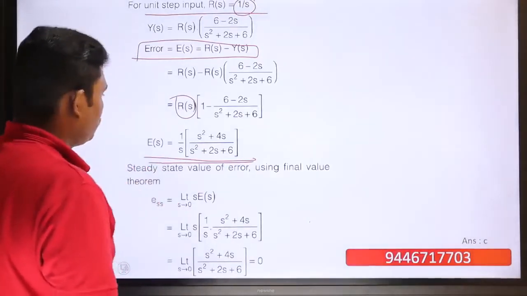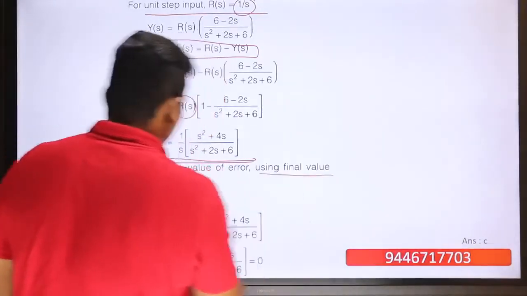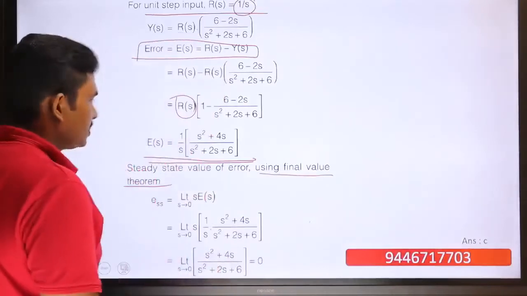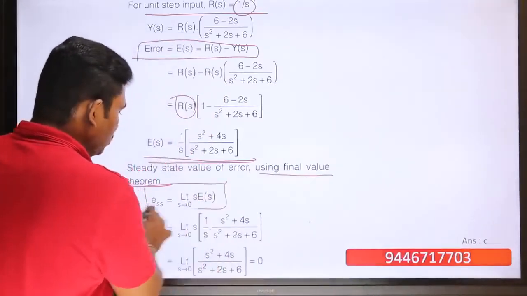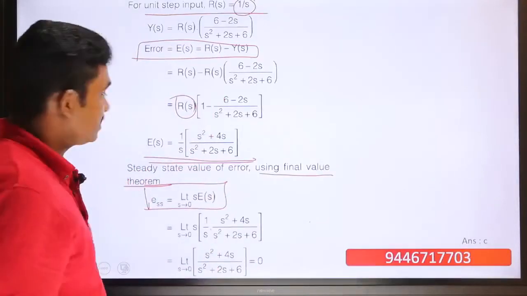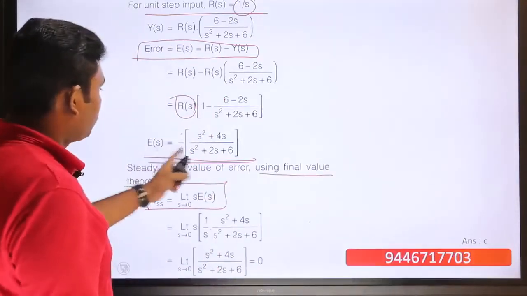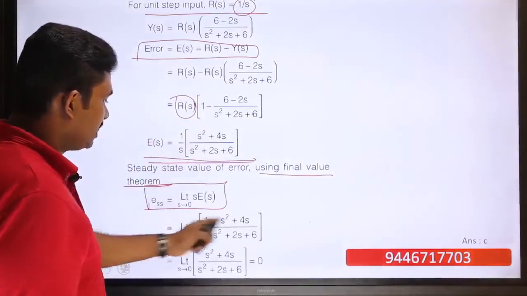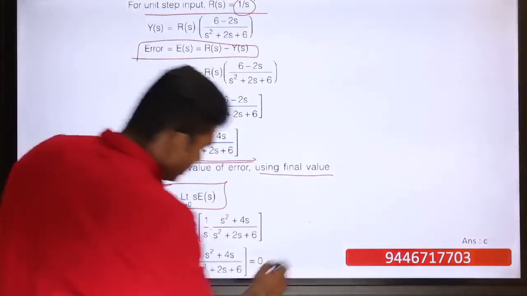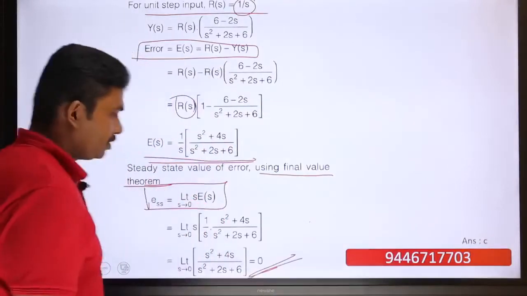Now we will have to use the final value theorem to find the steady state value of the error. So using the final value theorem, what is our ESS? ESS becomes equal to limit s tends to 0 of s times E of S. So you have the value of E of S, and then you will have to find out limit s tends to 0 of s E of S, and then our steady state error will become equal to 0.